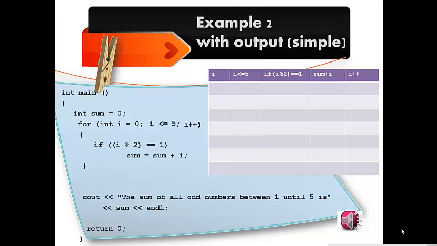This is an example to sum odd numbers between 1 until 5 using a tracing table. Look carefully at how the tracing table works.